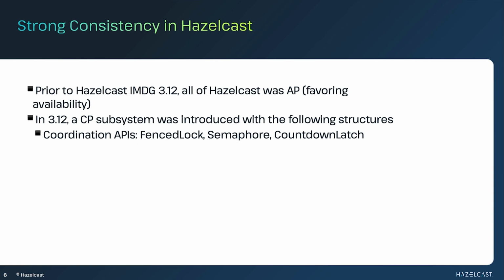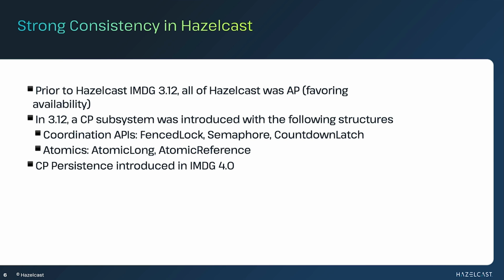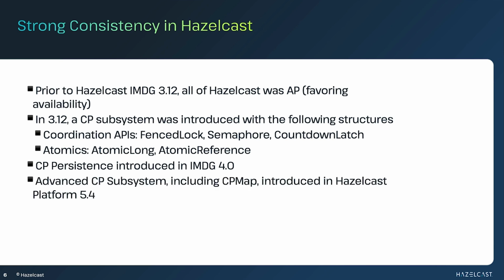For example, distributed coordination is an area where absolute correctness is needed. There's not much value in a lock that isn't exclusive, or a countdown latch that loses count. So these critical features became CP. Also moved to CP were atomic variables that can hold references to a long and an object, respectively. In the 4.0 release, we added persistence to the CP subsystem so that the state of CP structures could survive a restart. And in 5.4, we added a CP version of a hash map, which we'll look at in more detail in our next episode.